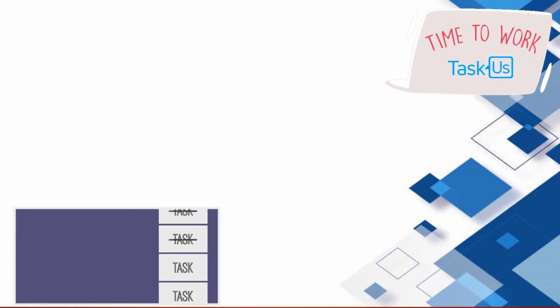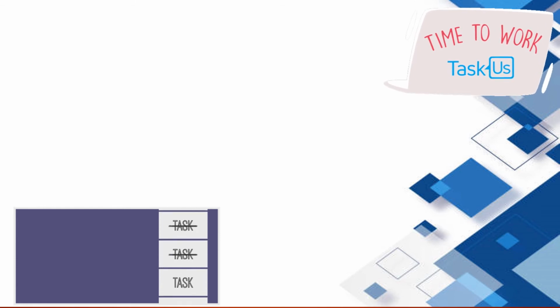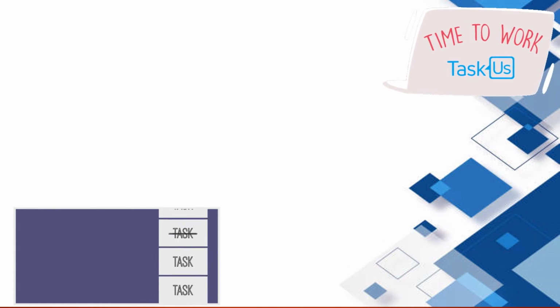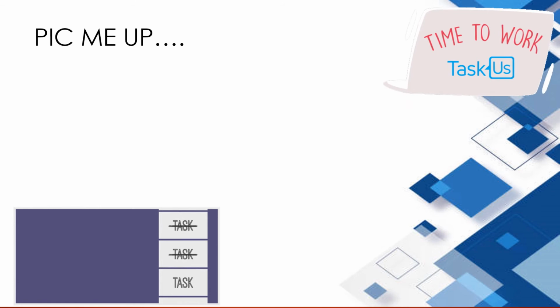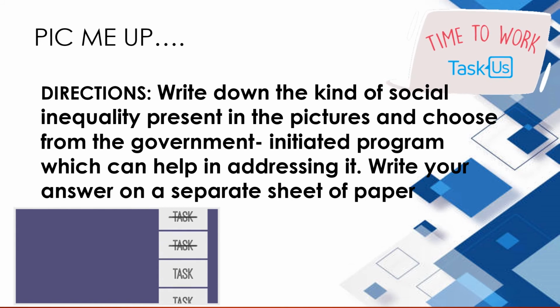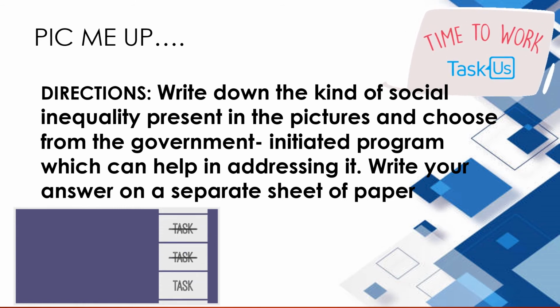Now, which do you think from the programs of the government will solve the problems you have seen in the picture I have presented a while ago? I guess these are just a few of the government-initiated programs which may be of help to minimize social inequality among people. Now, let us have a short practice to see how well you learned from our lesson for today. I have here pictures. Write down what kind of social inequality is present and be able to pick from the different government-initiated programs which can help to address it. Okay, let's start.